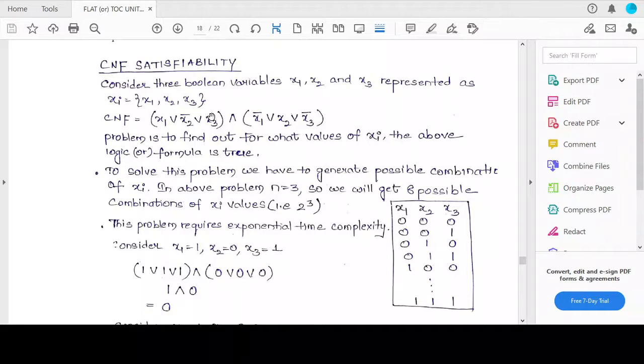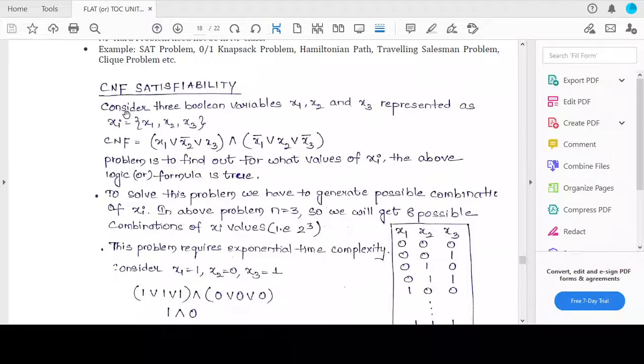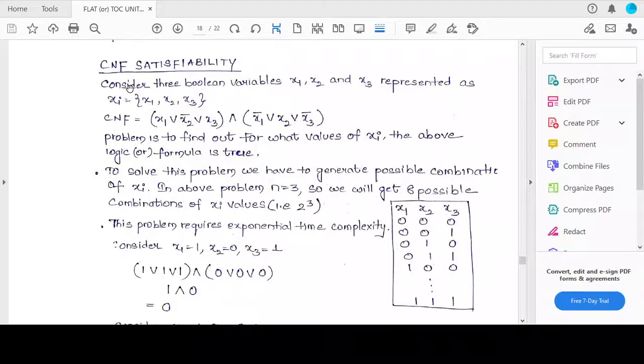Next, we are going to see how to prove a problem is NP hard, and how we apply the concept of reducibility for checking or proving that the problem is NP hard. First, I am considering the base problem which is considered NP hard. Here the problem is CNF satisfiability. This is something like the Boolean circuit satisfiability problem. Just try to understand this problem.